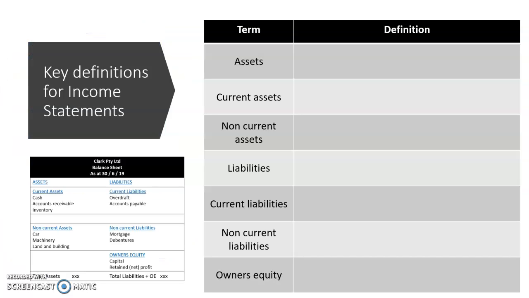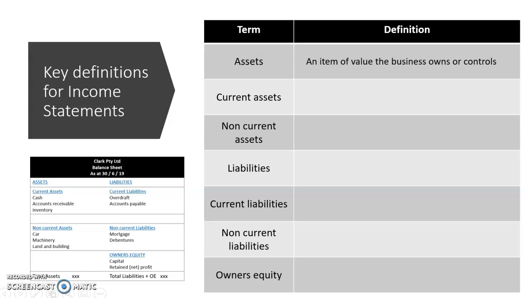Let's have a look at a balance sheet now. First thing we need to remember is it's going to have those two key features. It's going to have the words "as at" in its title, and total assets have to equal total liabilities plus owner's equity. So an asset is something of value that the business owns or controls.